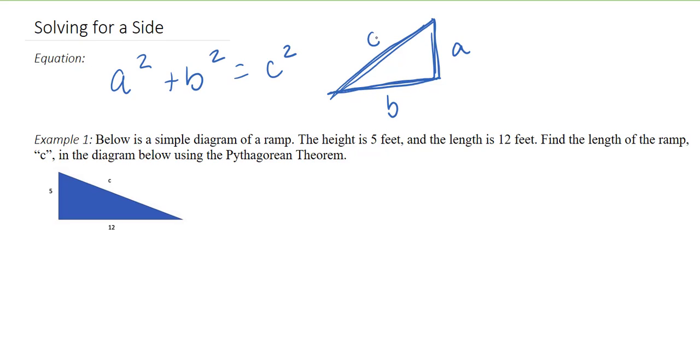So let's go ahead and look at example 1. Below is a simple diagram of a ramp. The height is 5 feet and the length is 12 feet. We're going to find the length of the ramp, C, in the diagram below using the Pythagorean Theorem. So if we can see, this is also labeled for us. If we had a ramp, we have a height of 5, the length we said was 12, and we're looking for C, the whole length of the ramp. So let's go ahead and fill in the equation. So if A is equal to 5, B is equal to 12, C is what we're trying to find.